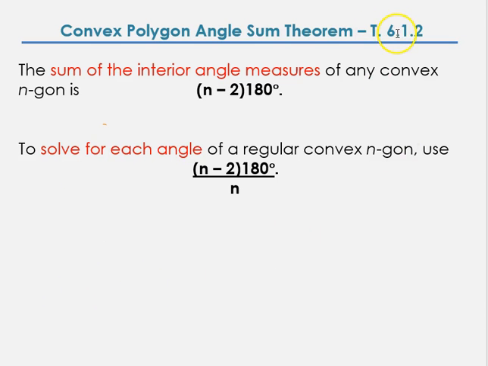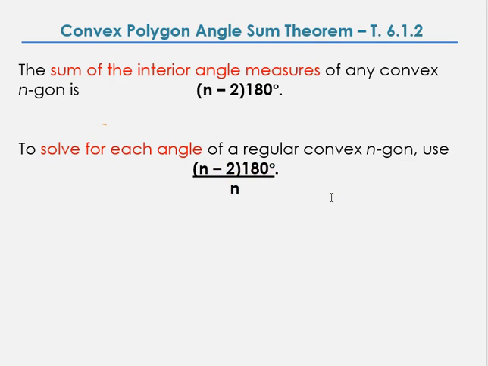Theorem 6.1.2, convex polygon angle sum theorem. The sum of the interior angle measures of any convex n-gon is n minus 2 times 180. To solve for each angle of a regular convex n-gon, use n minus 2 times 180 divided by n. So if you have a square, it will be 4 minus 2, which is 2 times 180, and to solve for each angle, that would be divided by 4.